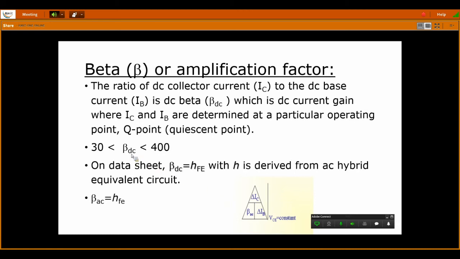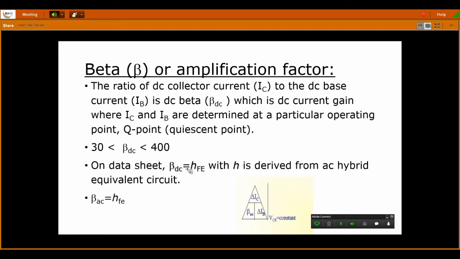Here, as IB is in terms of microamps, IC is in the range of milliamps. So your beta DC is around 30 to 400. The minimum value is 30 and the maximum value we could obtain is 400. Beta DC can also be represented as HFE in your AC signal analysis. In some data sheets of your transistor, it can be represented as HFE.